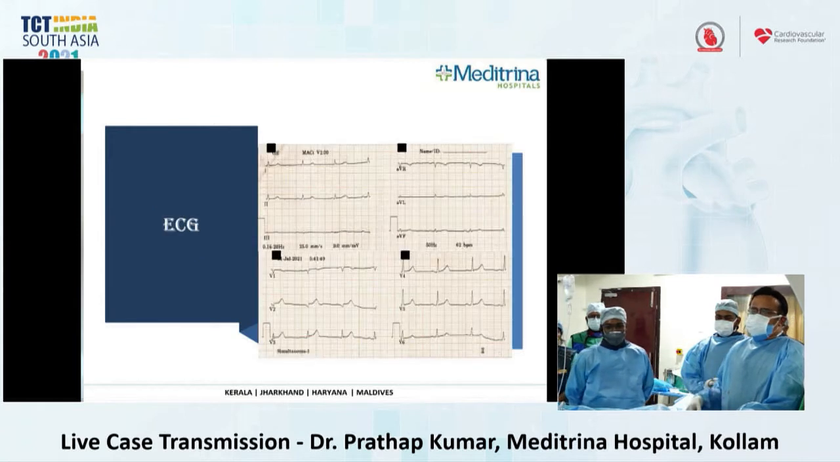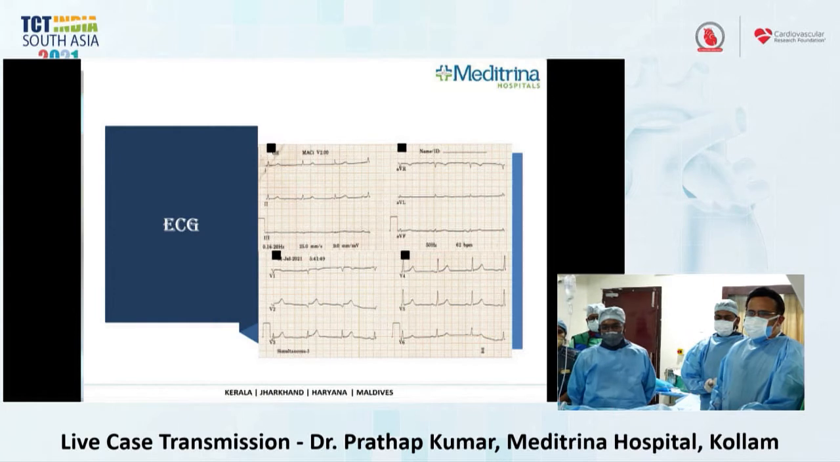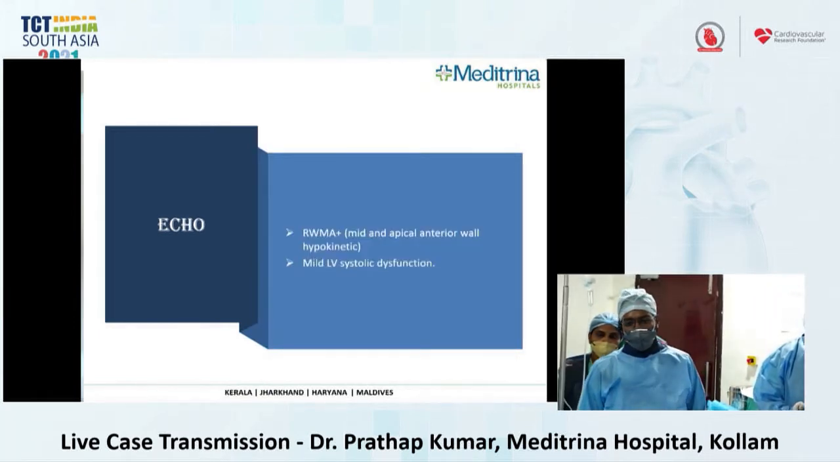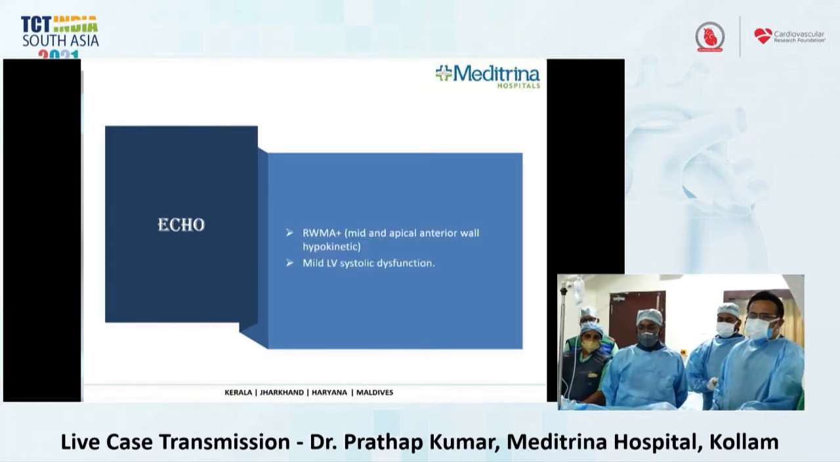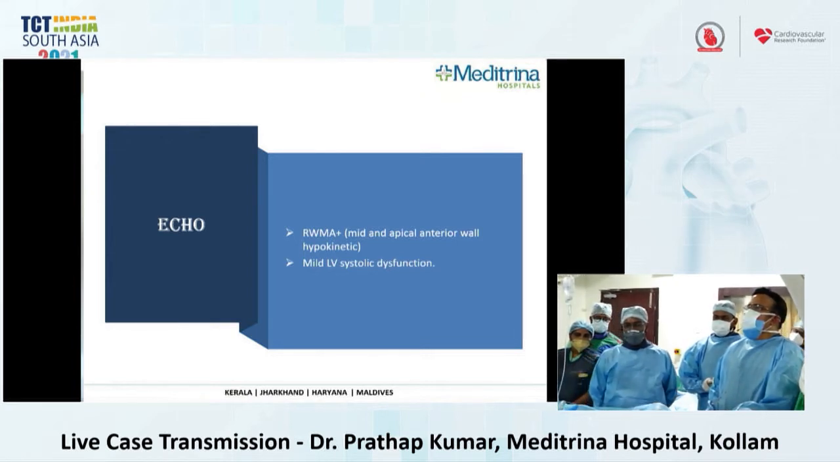Next slide. This is the ECG. We can see that the R waves are preserved in the anterior leads, and there is some ERS pattern in the ECG. His echo showed some RWMA in the anterior wall, but the thickness was preserved and there was no scarring. The EF is 50%.